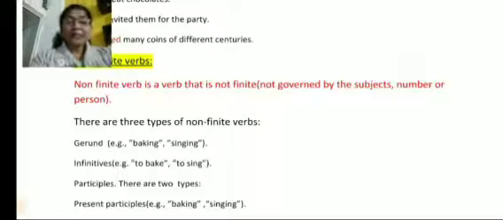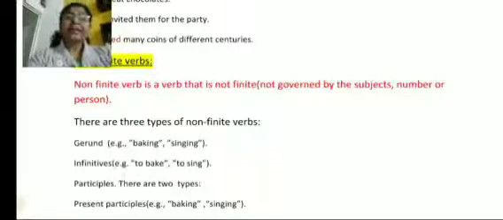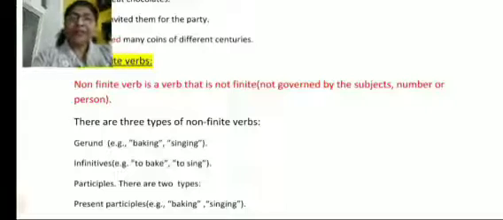If I say she will go to market, it won't be an infinitive, because market is not a verb, it is a place. Even when to is added, to market won't be an infinitive, because only when we add to to the base form of the action verb is it an infinitive.